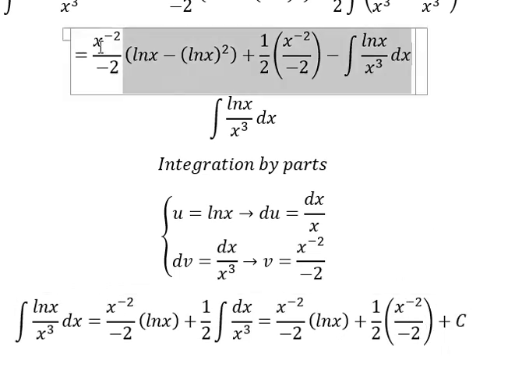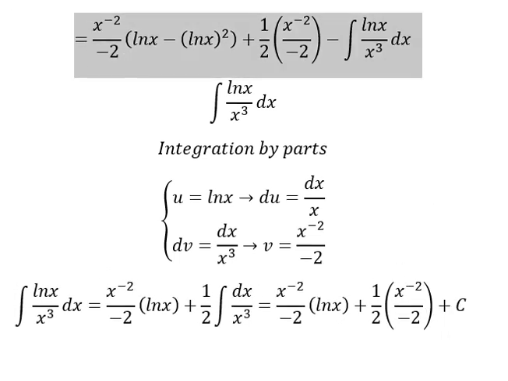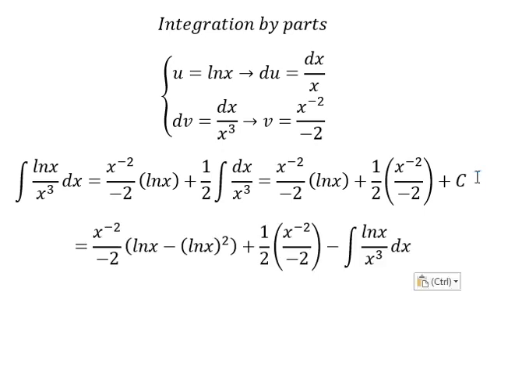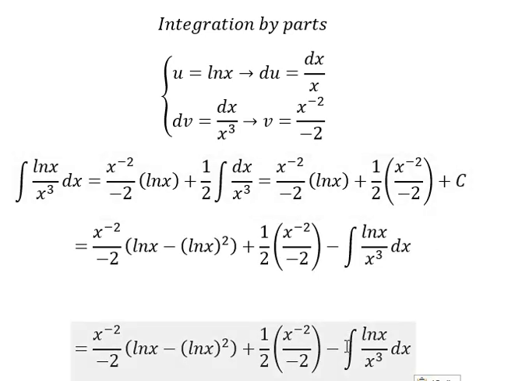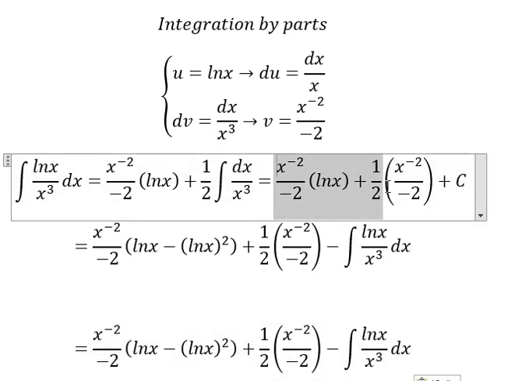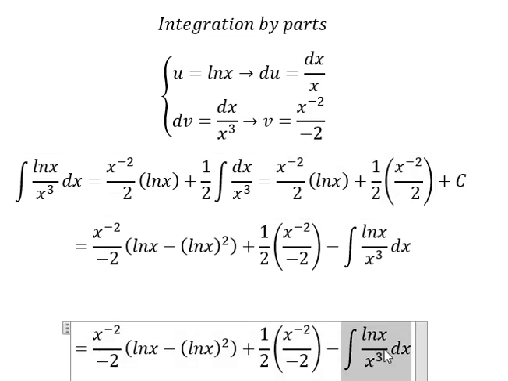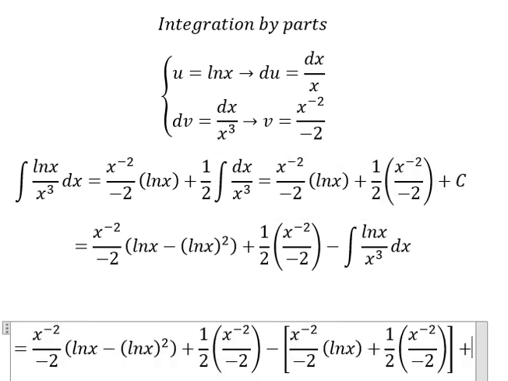Now we return back to this one in here. So this integration, that's this one. And we put plus c.